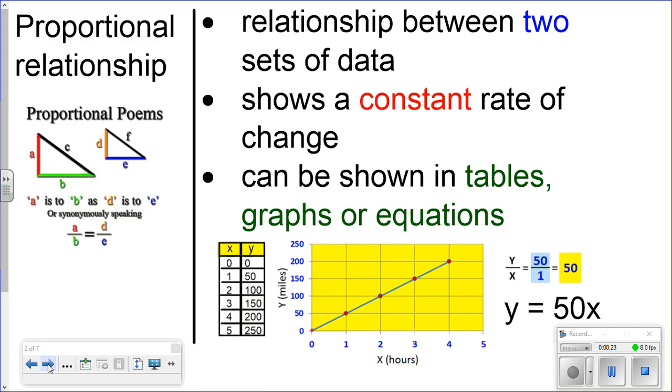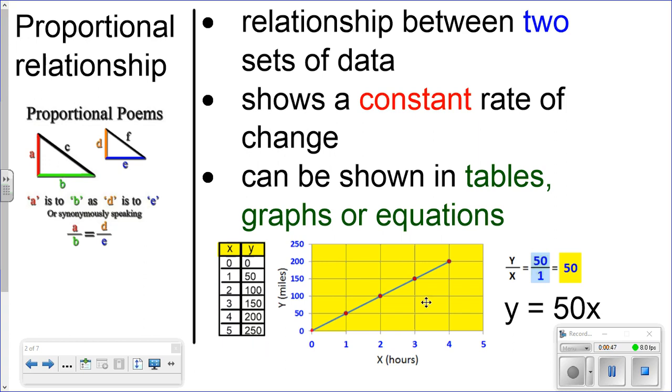So in a proportional relationship, this shows the relationship between two sets of data. It shows a constant rate of change, and it can be shown in tables, graphs, or equations. So here we have this table, and it says that x is increasing by 1 and y is increasing by 50.